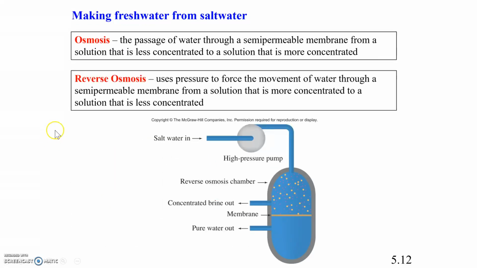Osmosis and reverse osmosis is another means for desalination. This uses pressure. High pressure pushes pure water through a membrane. The salts do not pass through the membrane. Again, this is an energy intensive process, but it can produce fresh water from salt water.